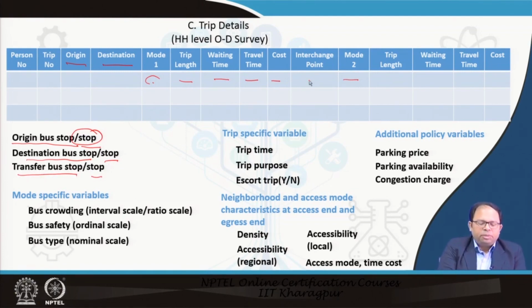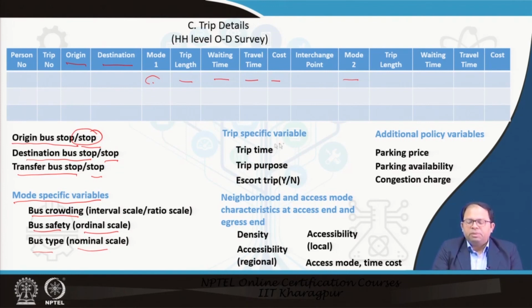Then we can take certain mode specific variables. For example, as we discussed when we were discussing comprehensive mobility plans, comfort and convenience are factors we need to consider when we propose public transit and other modes. So we can take data on bus crowding using an interval scale or a ratio scale, or bus safety using an ordinal scale, or bus type using a nominal scale. So this can add up along with this. Along with waiting time, travel time, cost, we can also take bus crowding, bus safety, bus type, but this is only for bus. For other modes, we cannot take this data, or we can take other kinds of data.